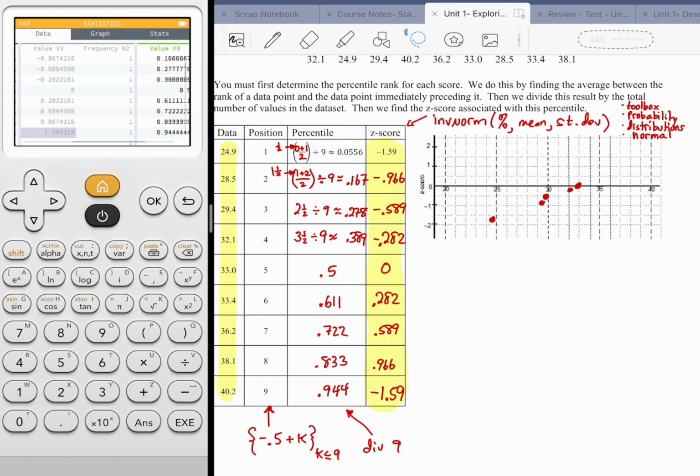So 33.4 and 0.282, like here. 36.2, a little bit more than 0.5. 38.1, a little bit shy of 1, and then 40, a little bit over 40. Oh, I put a negative here. I meant to put a positive. I did a straight copy job of the first one. 1.5-ish. Yeah, so something like right there.